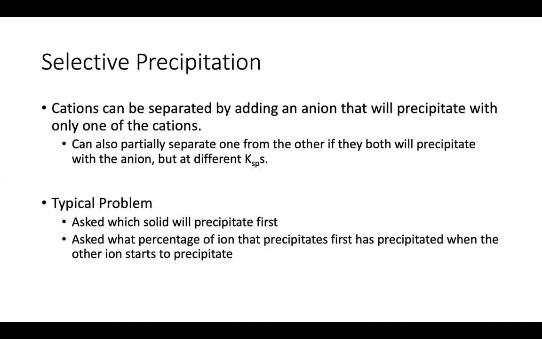Okay, and I think the best way to understand selective precipitation is just to look at a problem. On the next slide, we'll go through a problem, but your typical problem asks for two things, right? The first thing that they will ask is which solid precipitates first. That'll pretty much always be one question that you receive. Which one precipitates first? The second question will typically ask what percentage of the ion that does precipitate first has precipitated when the other ion starts to precipitate, right?